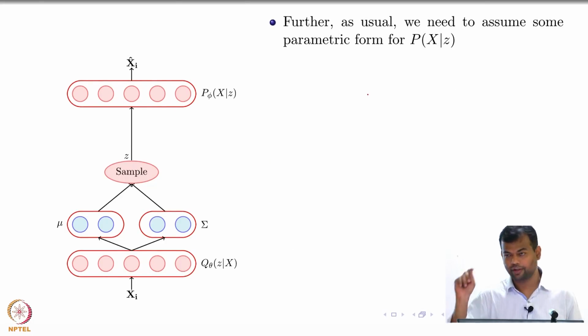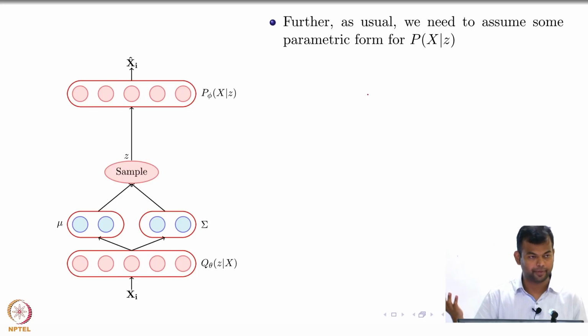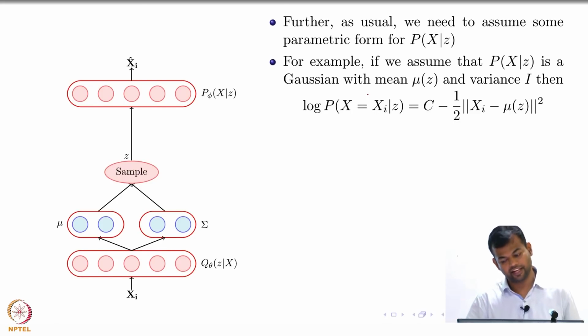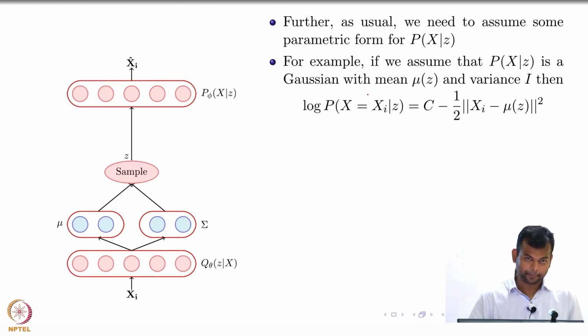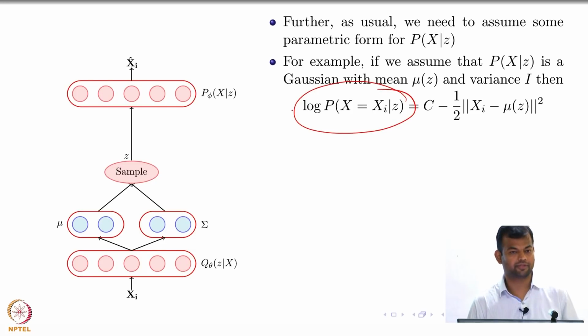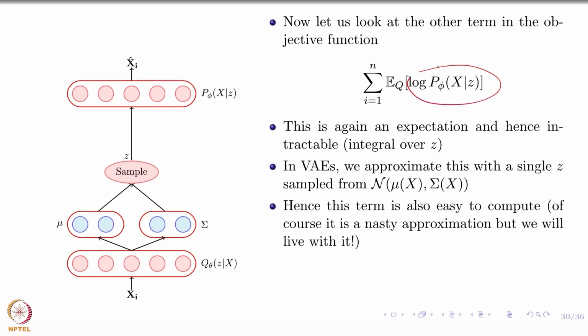The second is, as usual, we are going to assume some parametric family for P of x given z. And again in variational autoencoders, we are going to assume that P of x given z is actually a normal distribution. So if that's the case, what does this term actually boil down to? So why am I computing this? Because I'm going to replace this by one single value, and that single value is nothing but log of P of x equal to xi, which was my input, given the z which I have sampled from the distribution. So this is one quantity which I need to compute.